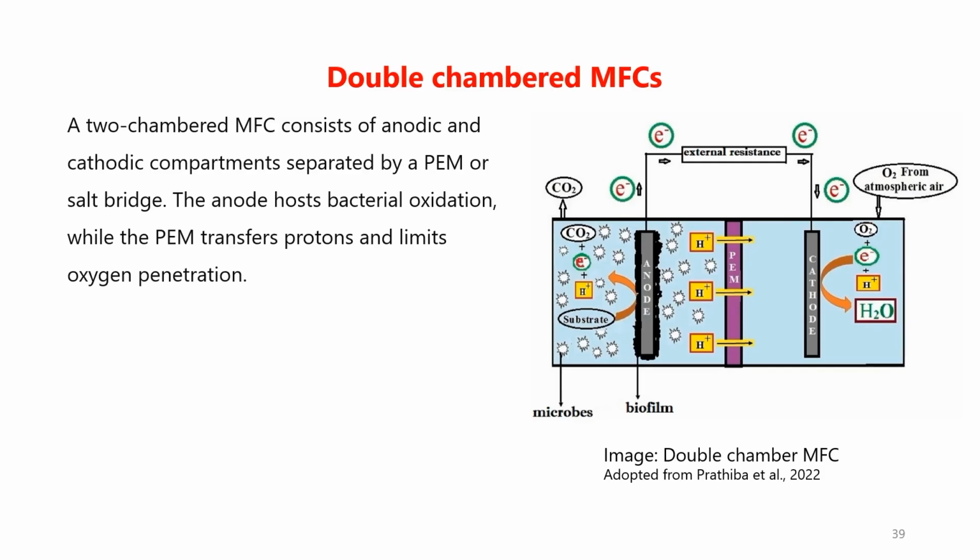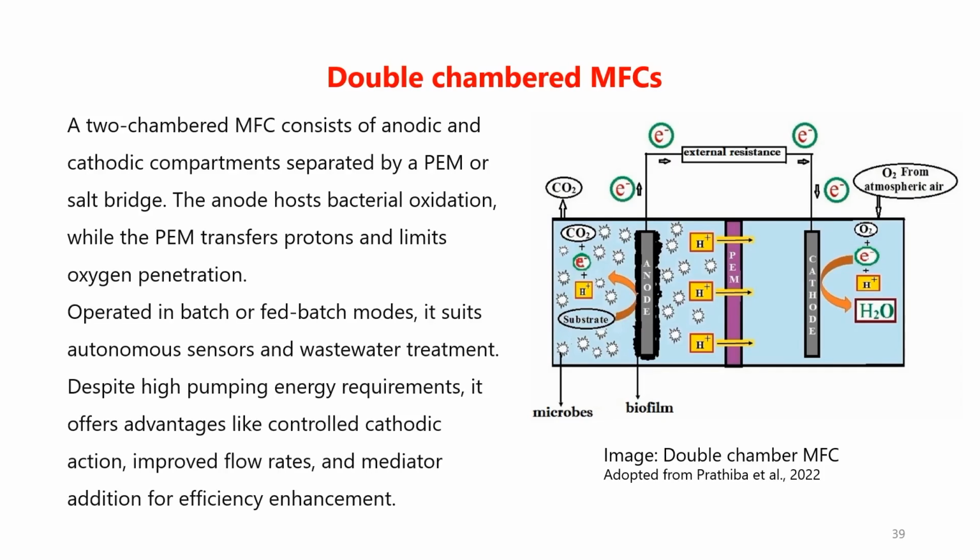Then in the case of double chambered MFCs, two chambers are available here which are basically the anodic and the cathodic compartment, which is separated by a PEM or a salt bridge. The anode hosts the bacterial oxidation while the PEM transfers protons and limits oxygen penetration. These are operated in batch or fed batch modes. It suits autonomous sensors and wastewater treatment. Despite high pumping energy requirements, it offers advantages like controlled cathodic action, improved flow rates and mediator addition for efficiency enhancement.